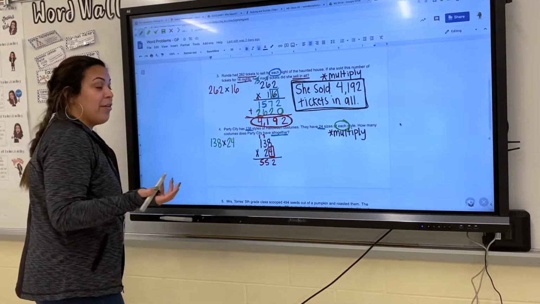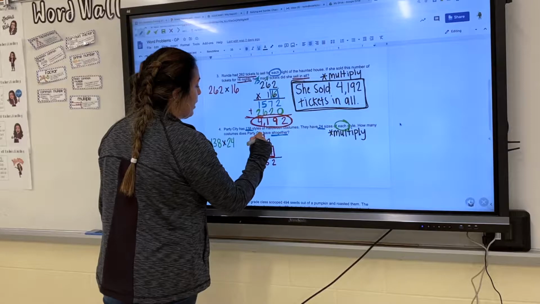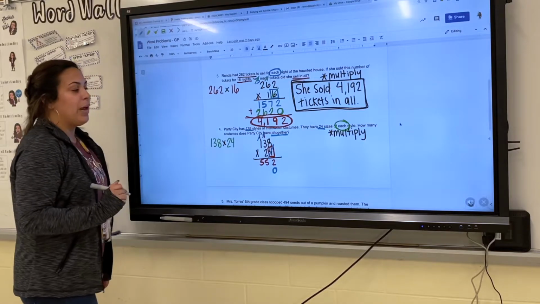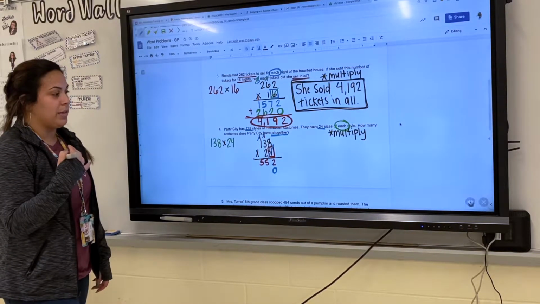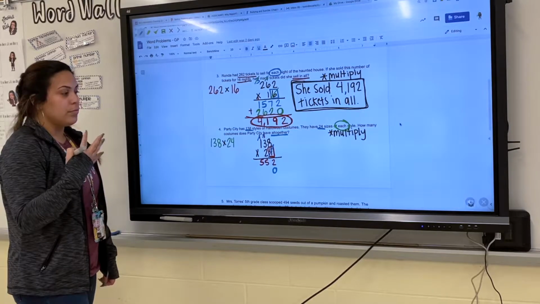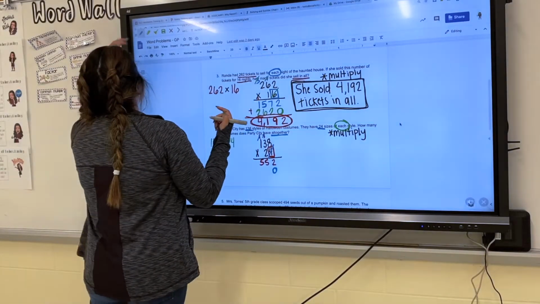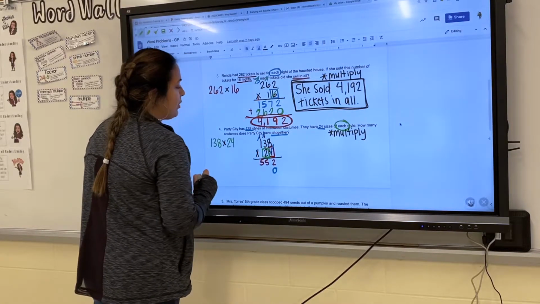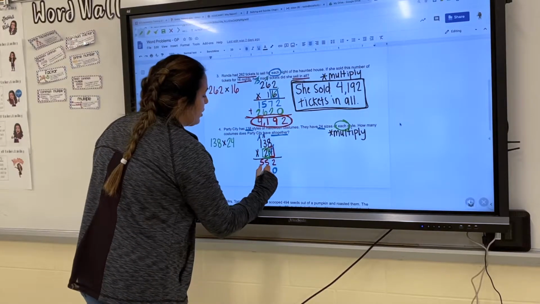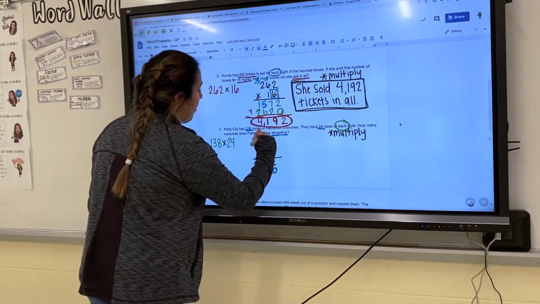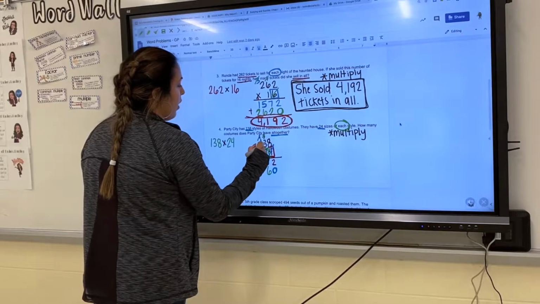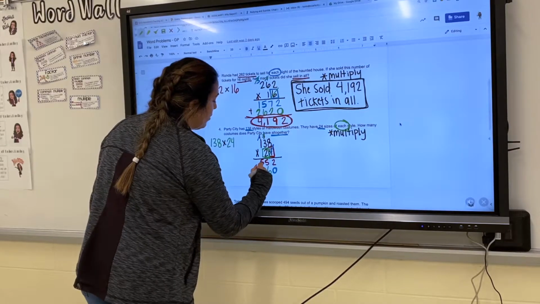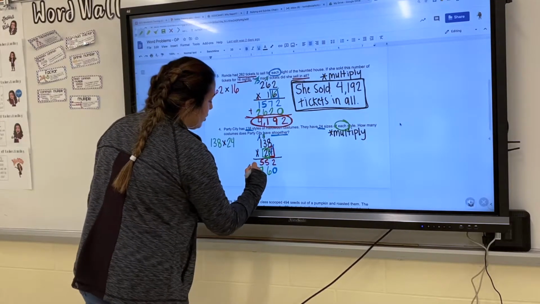I'm done multiplying by the 4 in the ones place. I'm going to mark out the numbers I don't need. And then I'm going to put that 0 to show that I'm moving on to the number in the tens place. So now I can multiply everything by 2. 8 times 2 is 16, put my 6, carry my 1. 3 times 2 is 6. 6 plus 1 is 7. And then 2 times 1 is 2.